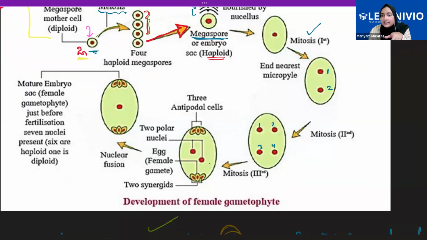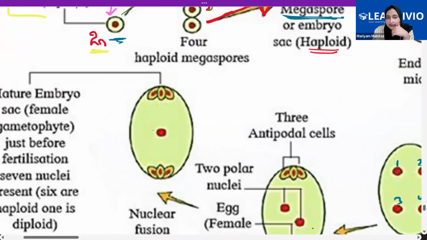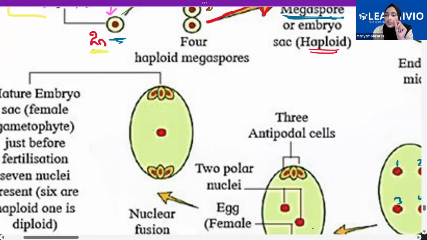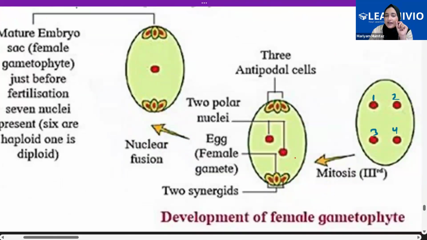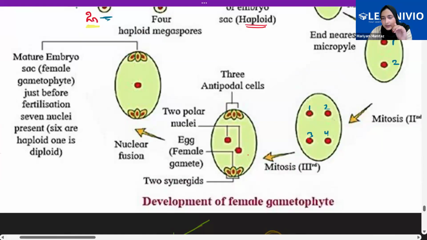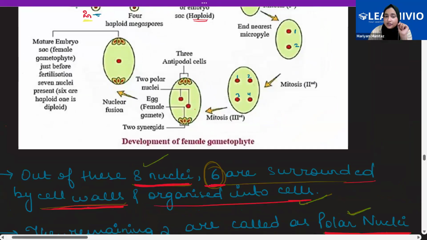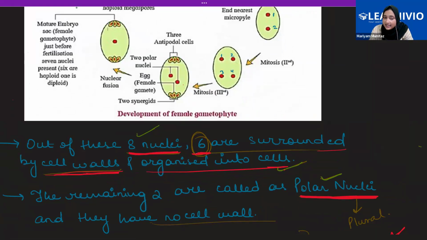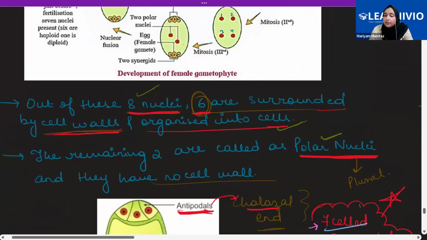Now those nuclei will start to get arranged in the cell after the cell wall has formed. Do you see these, red in the middle and yellow on the outside? Those yellow parts denote the cell. The red part denotes the nucleus. So they have arranged themselves in such a way. Now we will study their arrangement. Out of the 8 nuclei that were formed, 6 are surrounded by cell walls and made into cells. The remaining 2 become the polar nuclei.